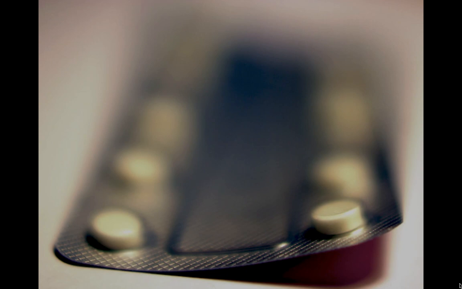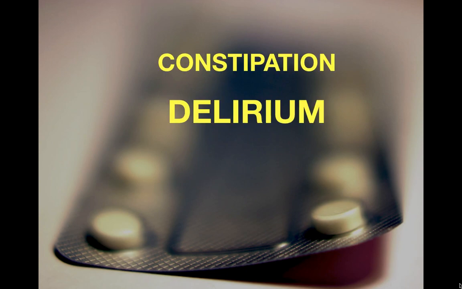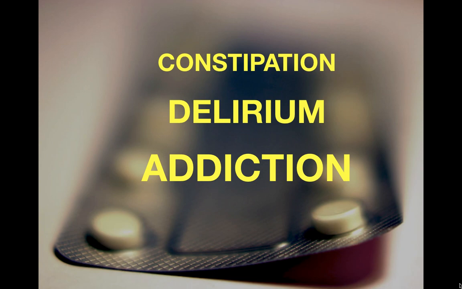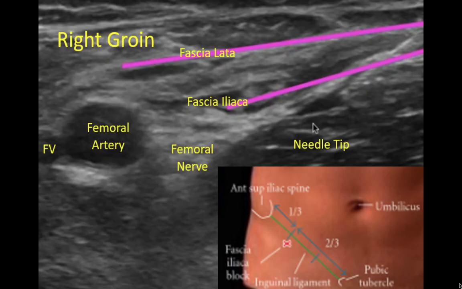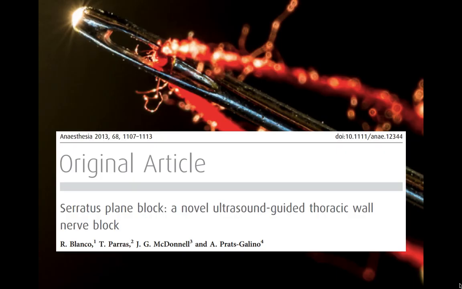We often turn to opioids to help with pain in patients with rib fractures. However, as I'm sure you're well aware, opioids have many adverse effects that are not desirable. Regional anesthesia, such as with the fascia iliaca compartment block, is of growing use in the emergency department for pain control that spares opioids. And for rib fractures, we look at the Serratus block as an equivalent sort of block. This block was first described in the anesthesia literature in 2013 by Blanco et al.